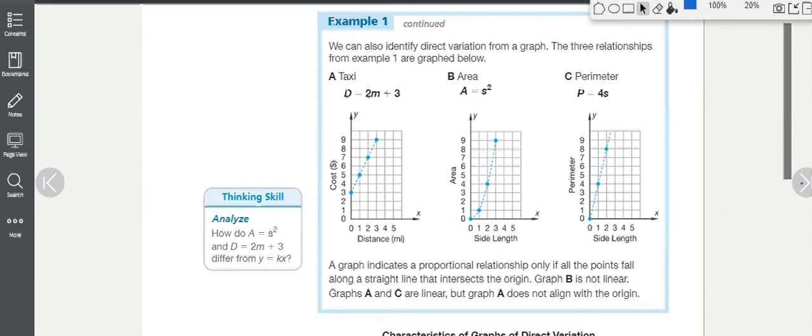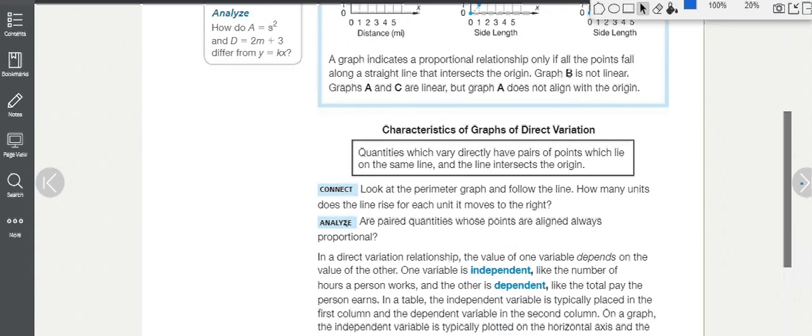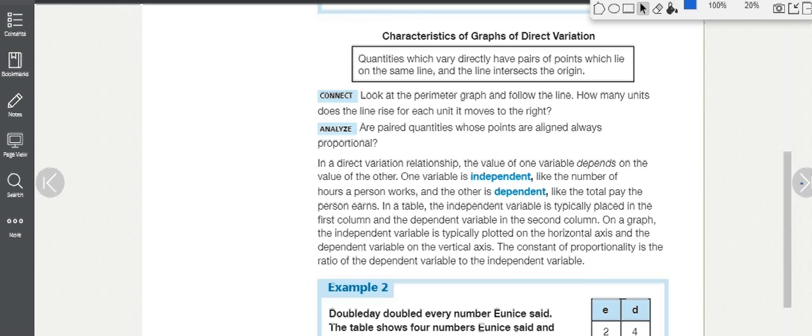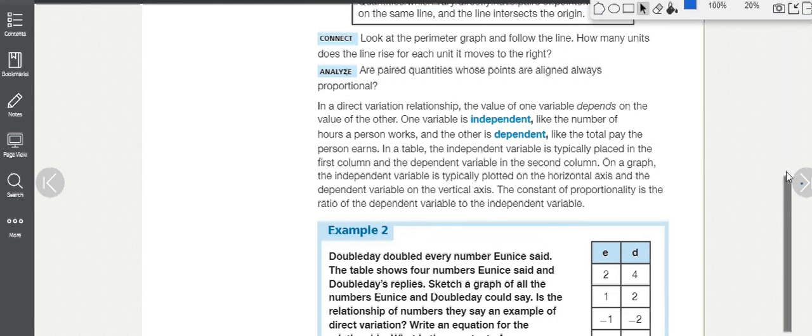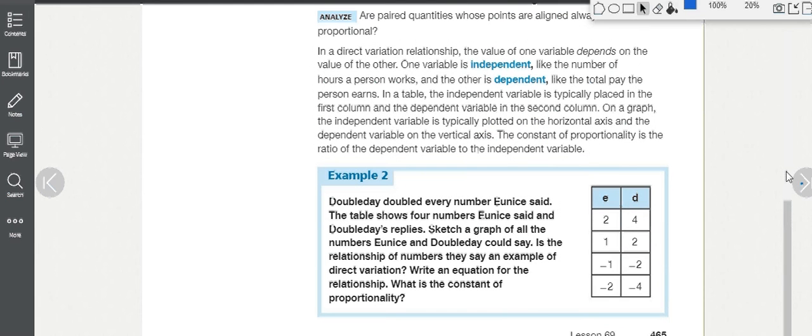They talk about the graphs again here. Quantities that are direct variation, or quantities which vary directly, means the same thing, have pairs of points which lie on the same line, straight line, and that line intersects the origin. Let's read this part here. In a direct variation relationship, the value of one variable depends on the value of the other. One variable is independent, one variable is dependent.